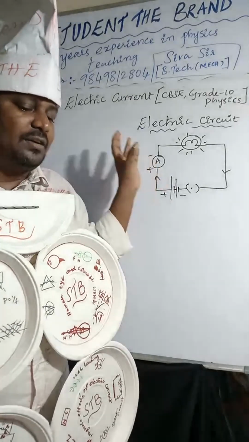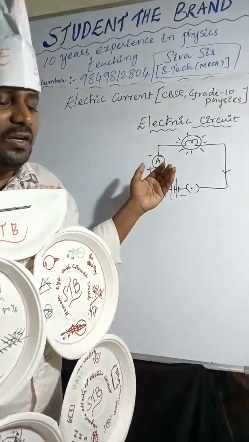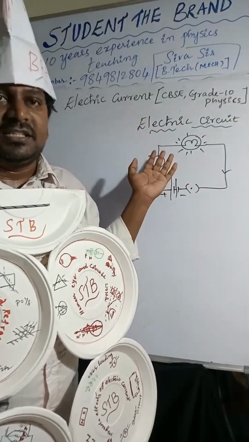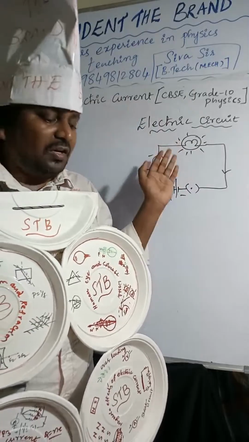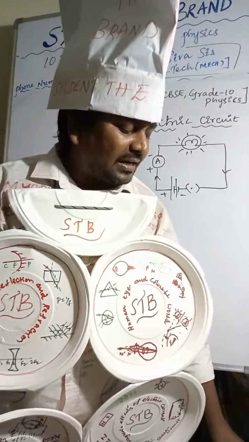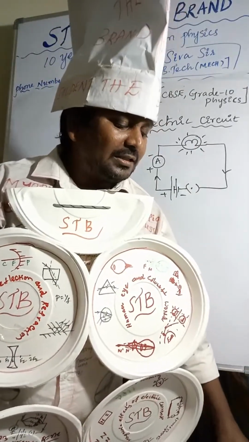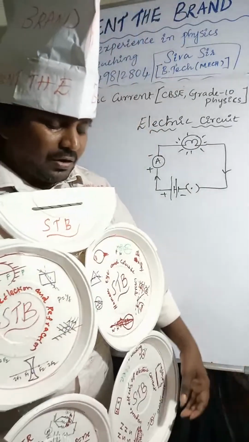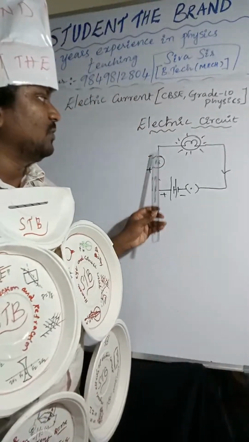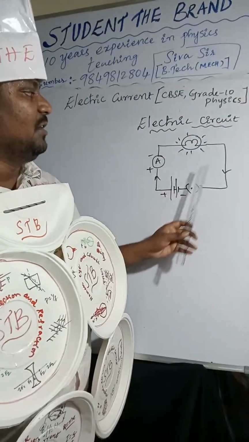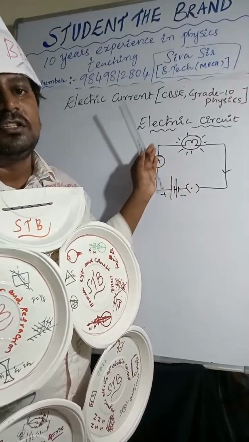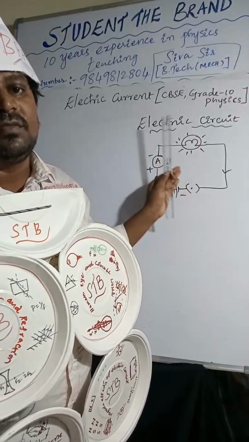A continuous and closed path of an electric current is nothing but an electric circuit. So you can see when the current is passing through here, two more points I will discuss. A continuous and closed path of an electric current.